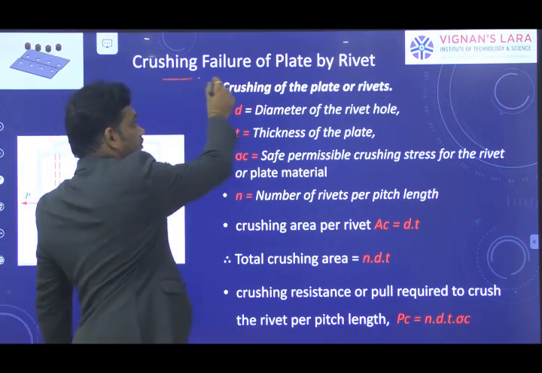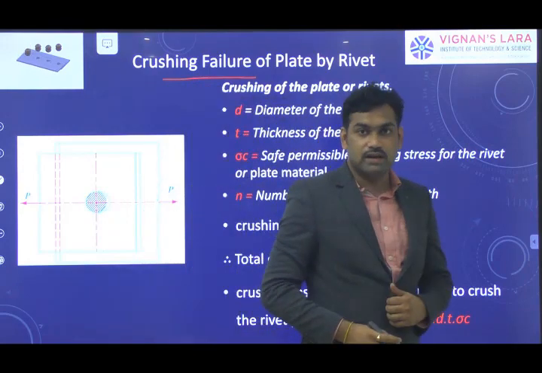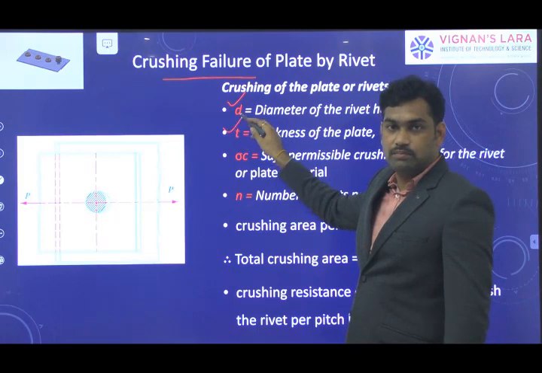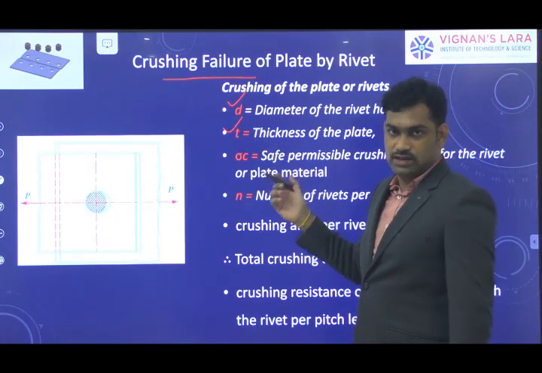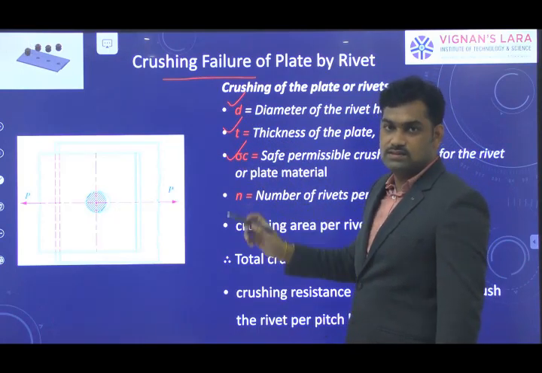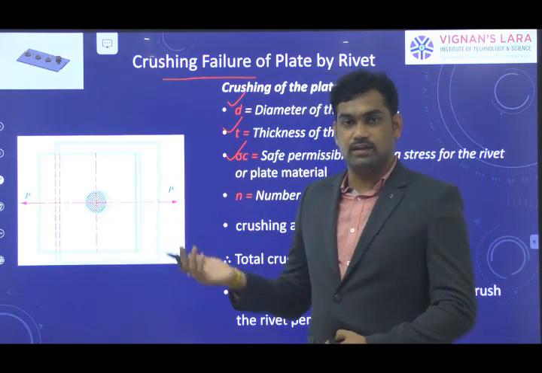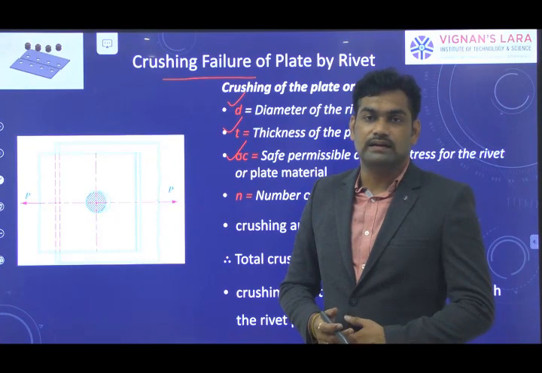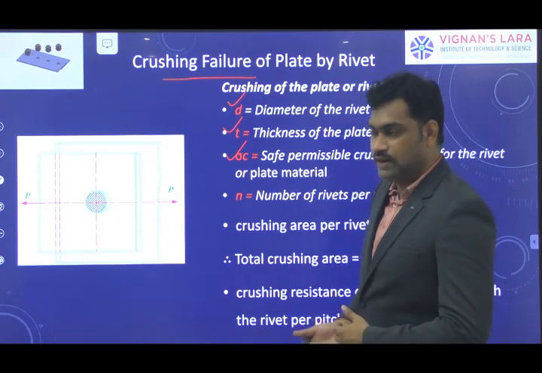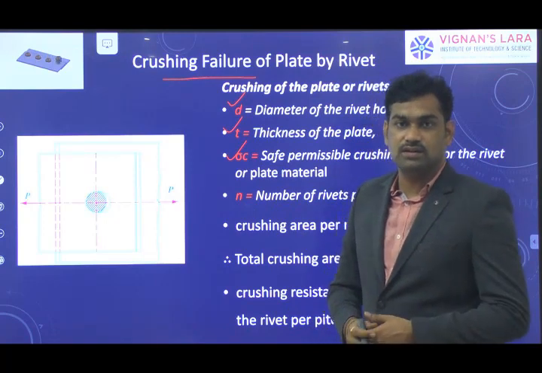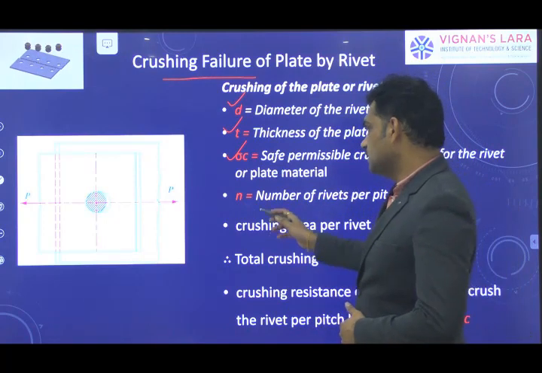So, crushing failure of plate by means of rivet. Here again, we know that the diameter is D and T denotes the thickness. We stated earlier that sigma C is the permissible crushing strength of the material, and in the earlier case sigma T is the tensile strength of the plate material. Here sigma C is the permissible crushing stress of the material. And N is the number of rivets.